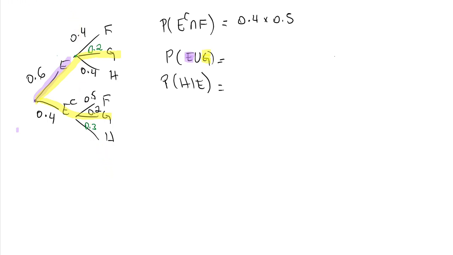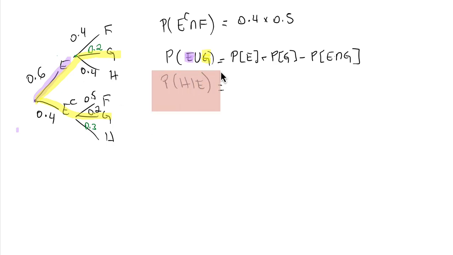And we know the property of the probability of a union. The probability of a union is the sum of the individual probabilities of the events minus the probability of the intersection. We learned this property, okay? So let's work this out. We know that the probability of E is 0.6, right? This is this branch.